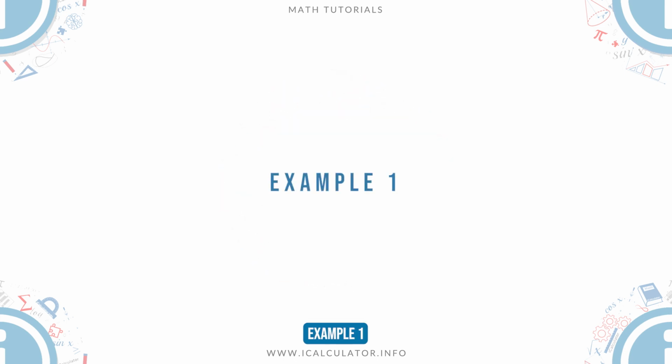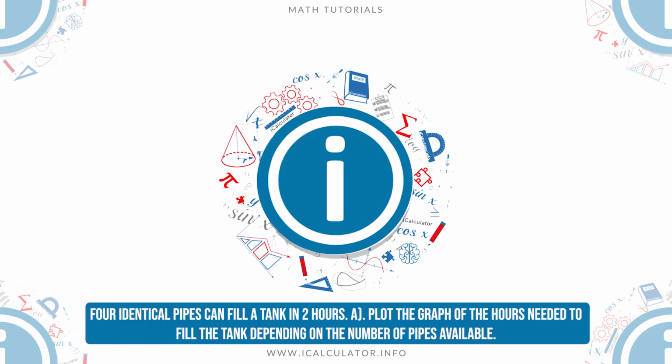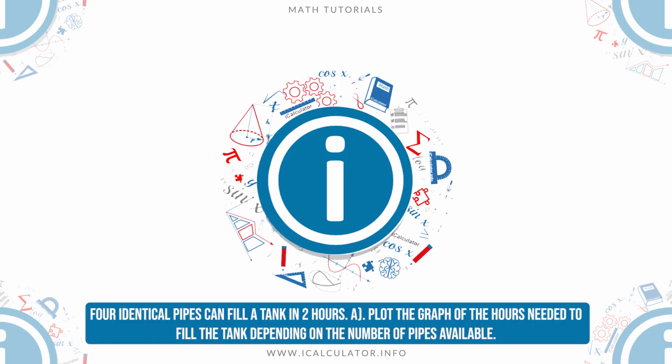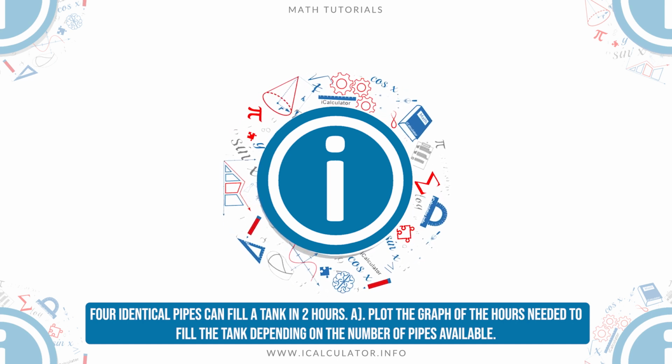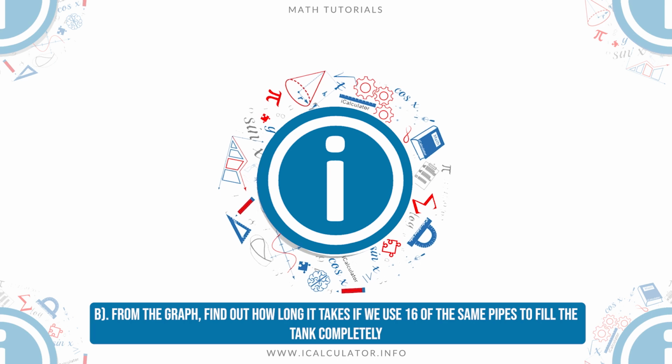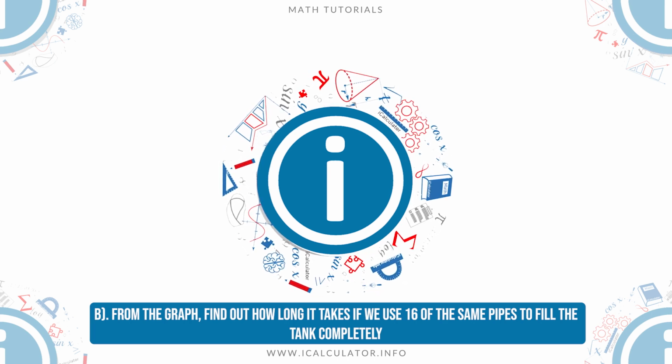Example 1. Four identical pipes can fill a tank in 2 hours. A. Plot the graph of the hours needed to fill the tank depending on the number of pipes available. B. From the graph, find out how long it takes if we use 16 of the same pipes to fill the tank completely.